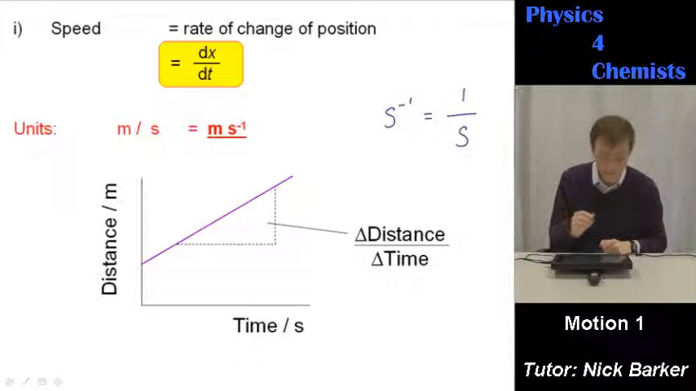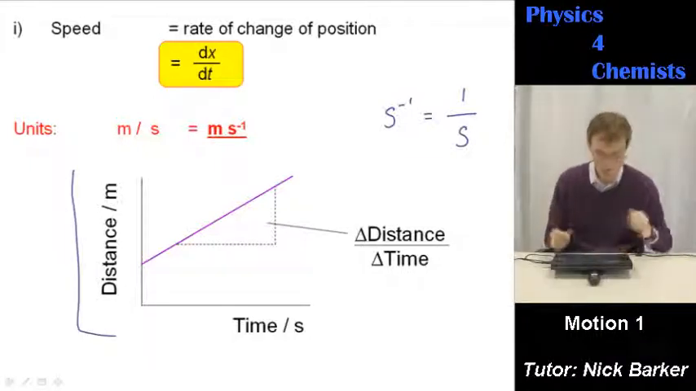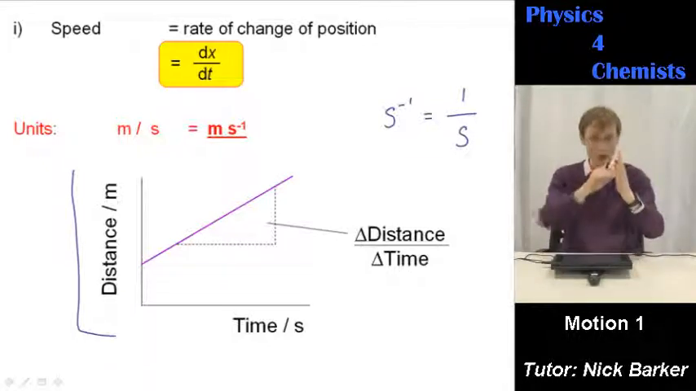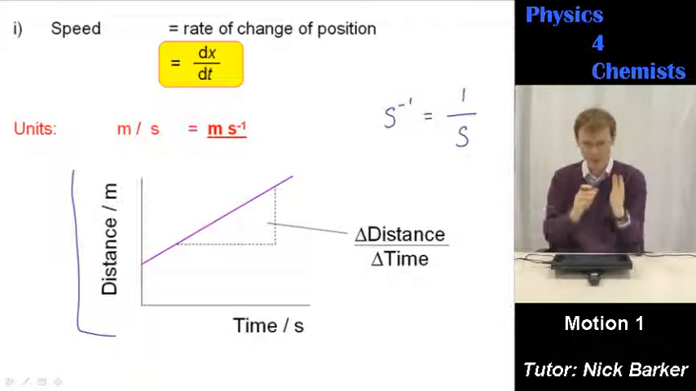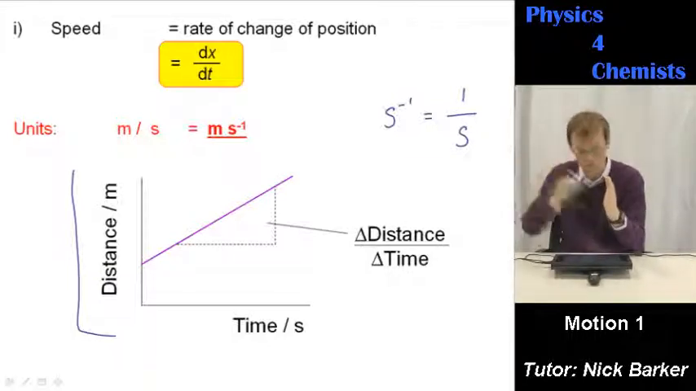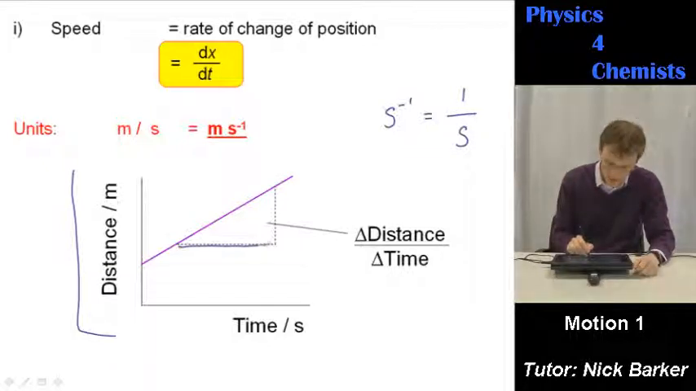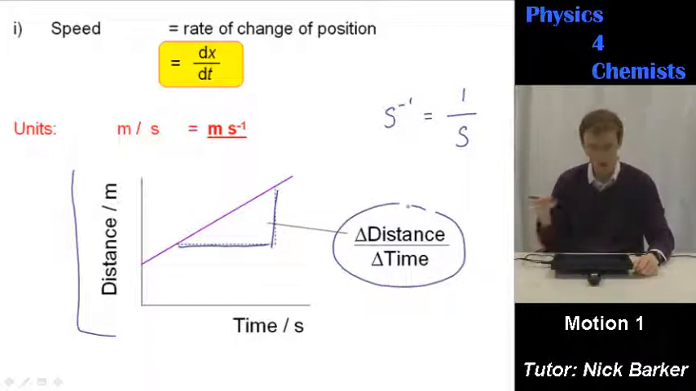If you did a distance-time graph, as we see down here, with distance on the y-axis, in other words, the object is moving away from you, and you're asking, how far away is it, say, every second? You plot a graph of that, and then you want to measure the gradient, which we're doing here. The change in distance divided by the change in time taken is going to give you the speed.